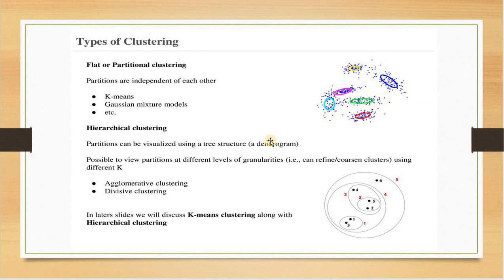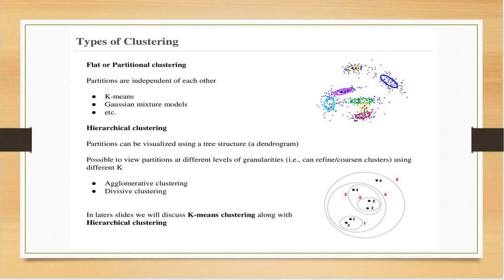Now, here I'll talk about the types of clustering. We have mainly two types of clustering: flat or partitional clustering and hierarchical clustering. Partitions are independent of each other in flat or partitional clustering. See over here, no cluster is dependent on or interrelated with another.